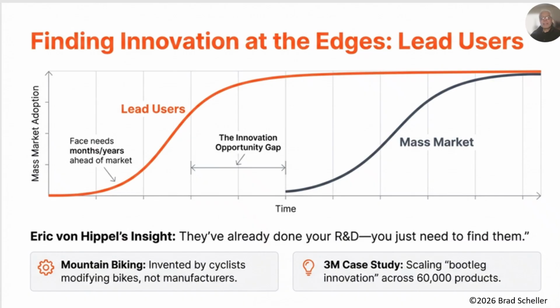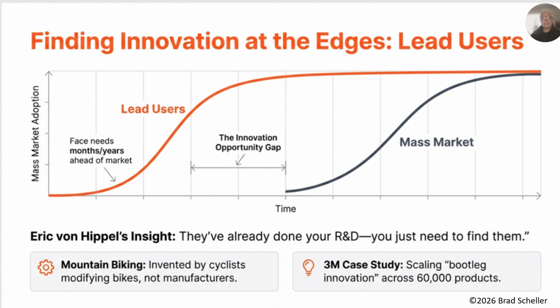The classic example is mountain biking. Who invented mountain bikes? Not bicycle manufacturers. It was cyclists in Marin County, California, who wanted to ride off-road. They modified their bikes: stronger frames, better brakes, different gearing. Manufacturers noticed these modifications and eventually commercialized them. The innovation process goes: lead users create, manufacturers observe, mass market adopts.